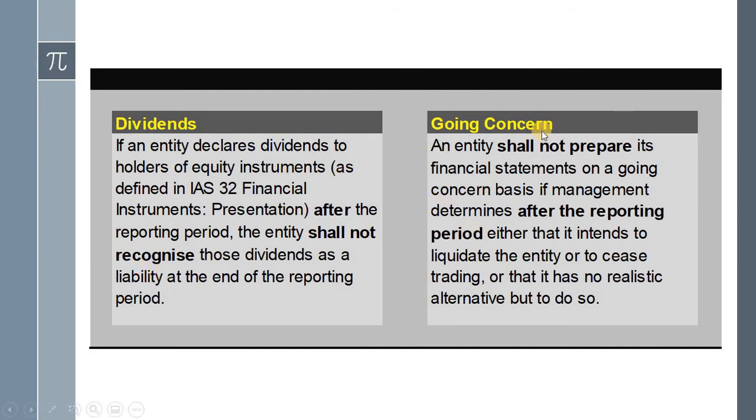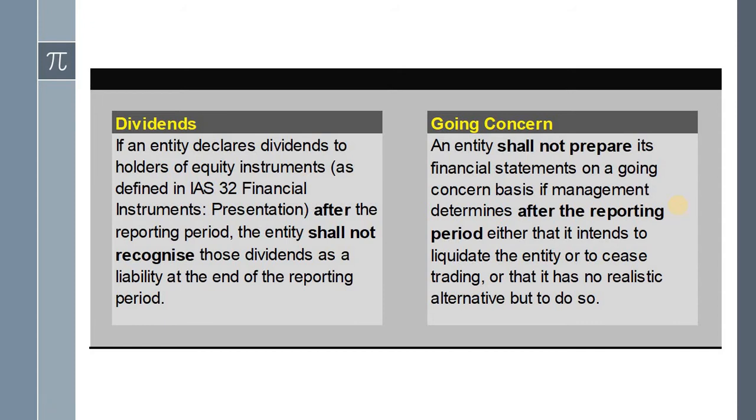However, for going concern, the same shall not be the case. An entity shall not prepare its financial statements on a going concern basis if management determines after the reporting period either that it intends to liquidate the entity or to cease trading, or that it has no realistic alternative but to do so. Again, this is also an event after the reporting period. These events include the intention of the entity to be liquidated or to cease trading that happens after the reporting period, which means that the entity will no longer be considered a going concern entity.